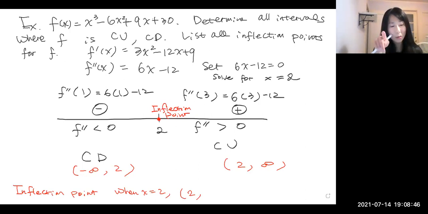Okay, plug in the original function f. Then 2 cubed minus 6 times 2 squared plus 9. It's a lot of work. It's 32 (the y-value), okay? So this is the inflection point.